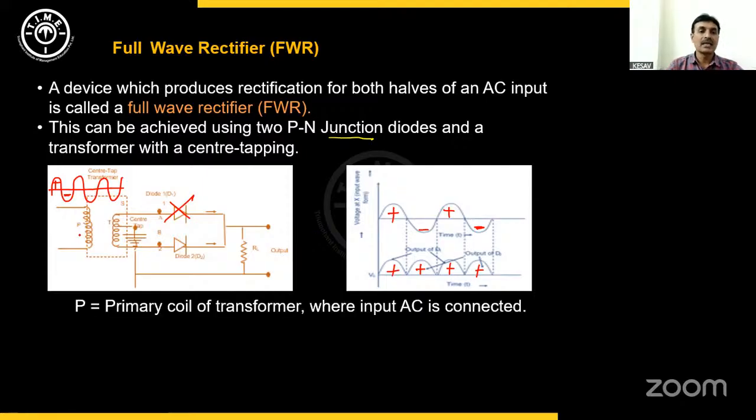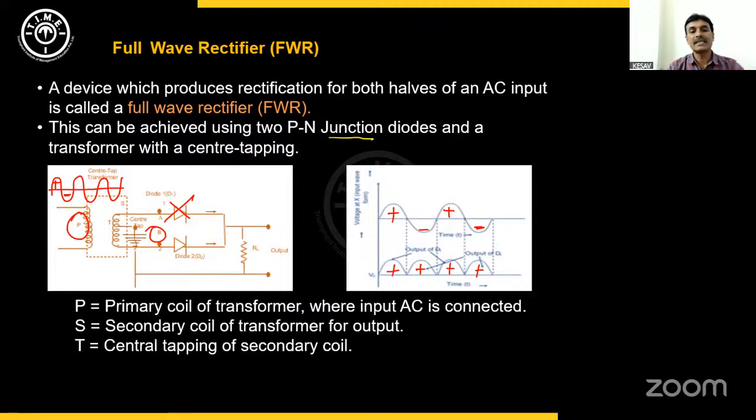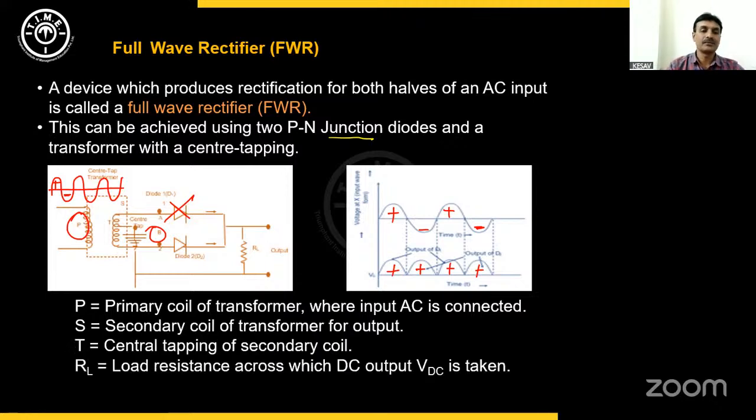As usual, coming to the components P, S. P stands for the primary of the transformer, S is the secondary of the transformer, T is the central tapping of the secondary coil, RL is the load resistance. RL is the load resistance across which the output is taken. And to filter this AC component present in DC output, a capacitor will be connected in the output circuit.